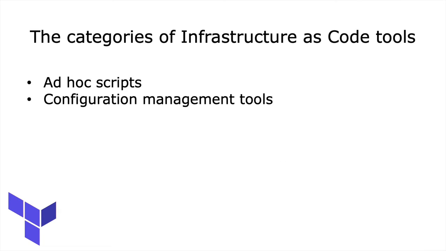The next category of infrastructure as code tools are tools for configuration management. These are tools for installing and managing software on existing servers. Keyword existing. They do not create new infrastructure, but instead manage what you already have. Some examples might include Ansible, Puppet, or SaltStack.